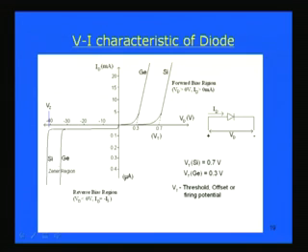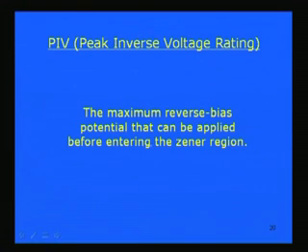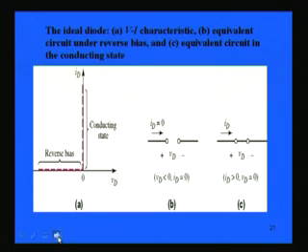So the power dissipation capability is higher, and that is why this maximum voltage before reaching the Zener breakdown is called the peak inverse voltage, a very important parameter for any diode: the maximum reverse bias potential that can be applied to the diode before entering the Zener region. So the PIV rating of a diode is something you must always remember before applying it under reverse bias.